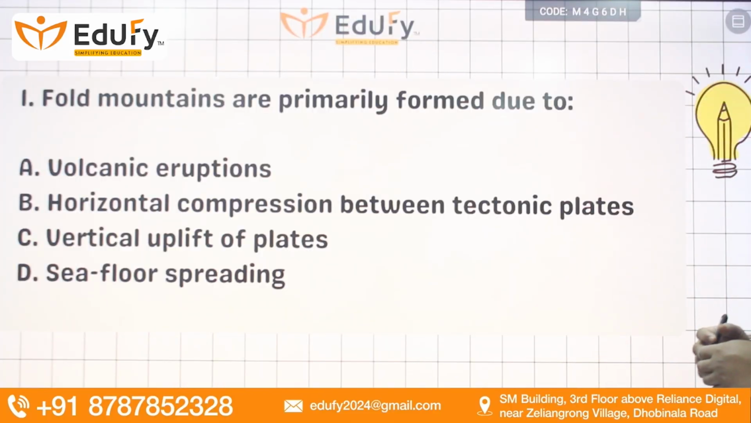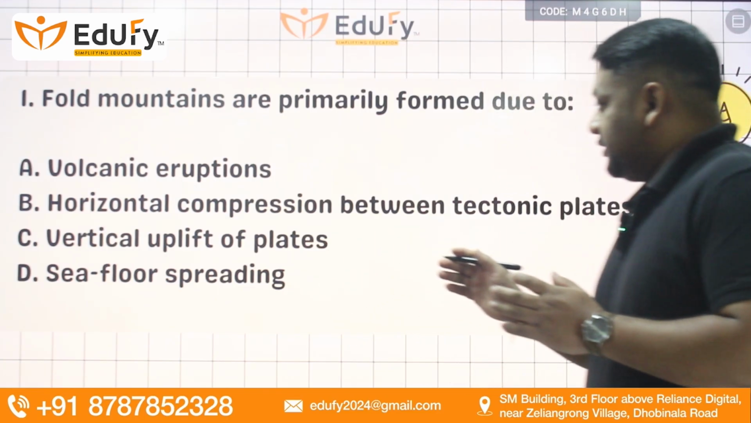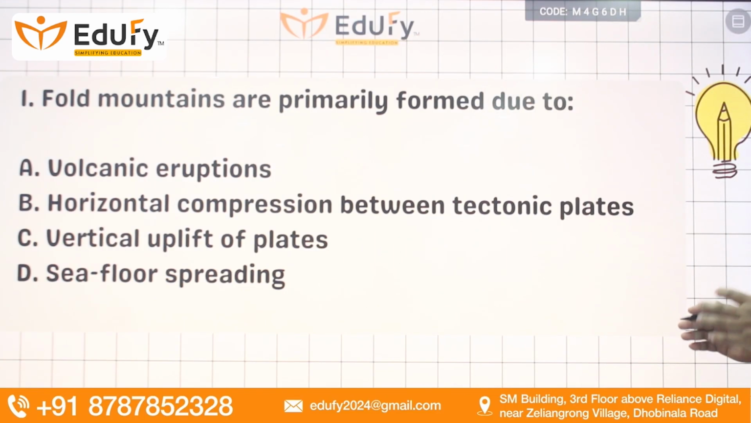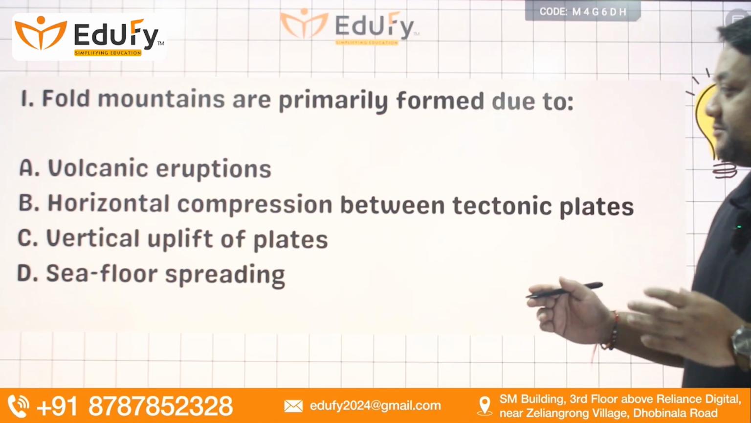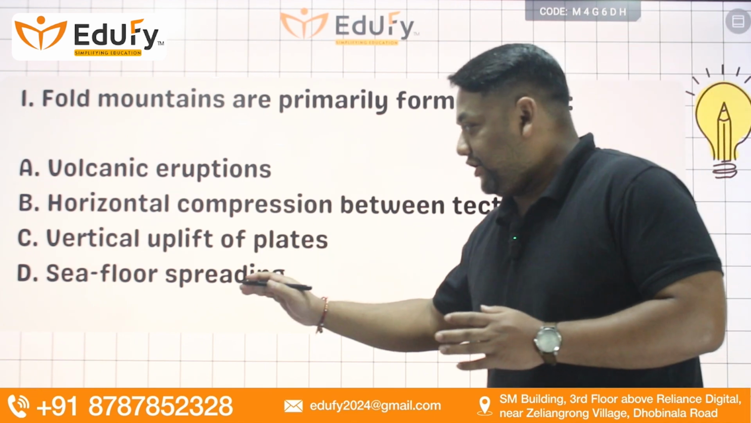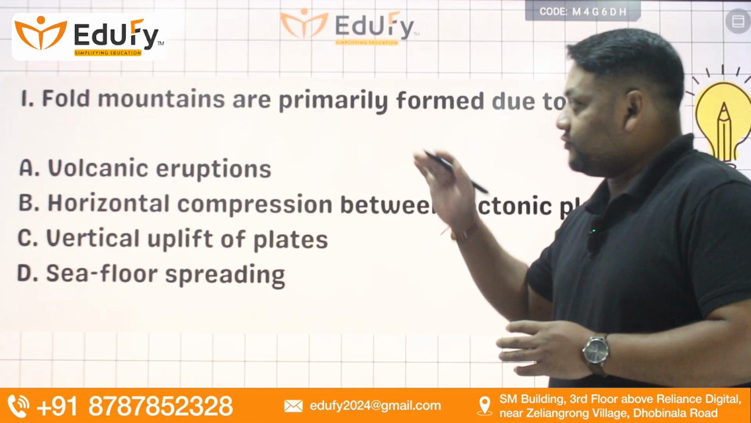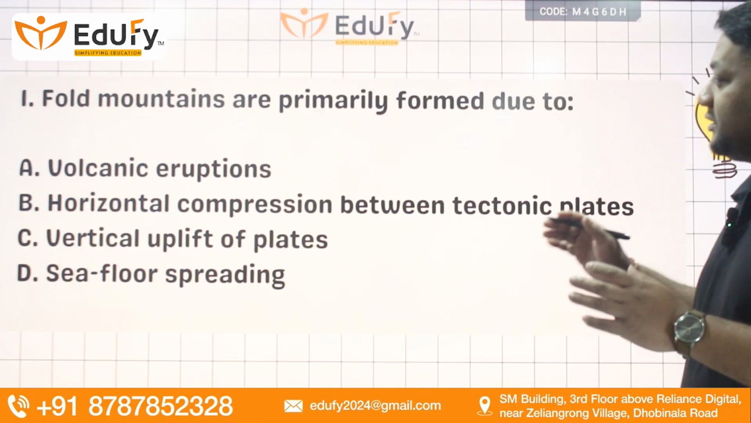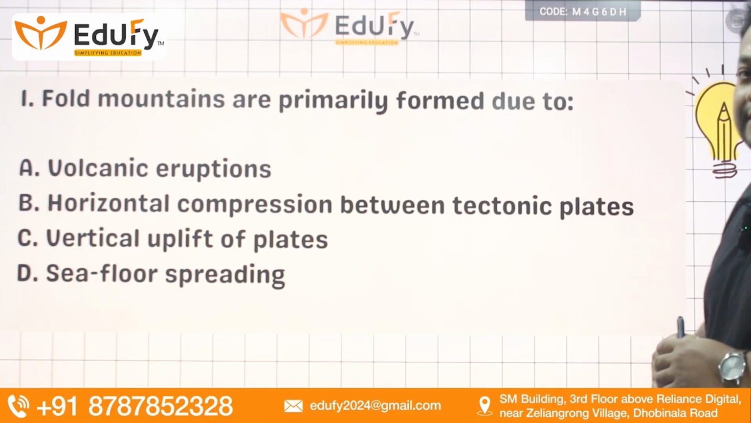Fold mountains are primarily formed due to volcanic eruptions, horizontal compression between tectonic plates, vertical uplift of plates, or sea floor spreading. Technically, A is not the option, and D is also not the option, because both are different terms related to the fold mountains. Horizontal compression between the tectonic plates is the right answer.